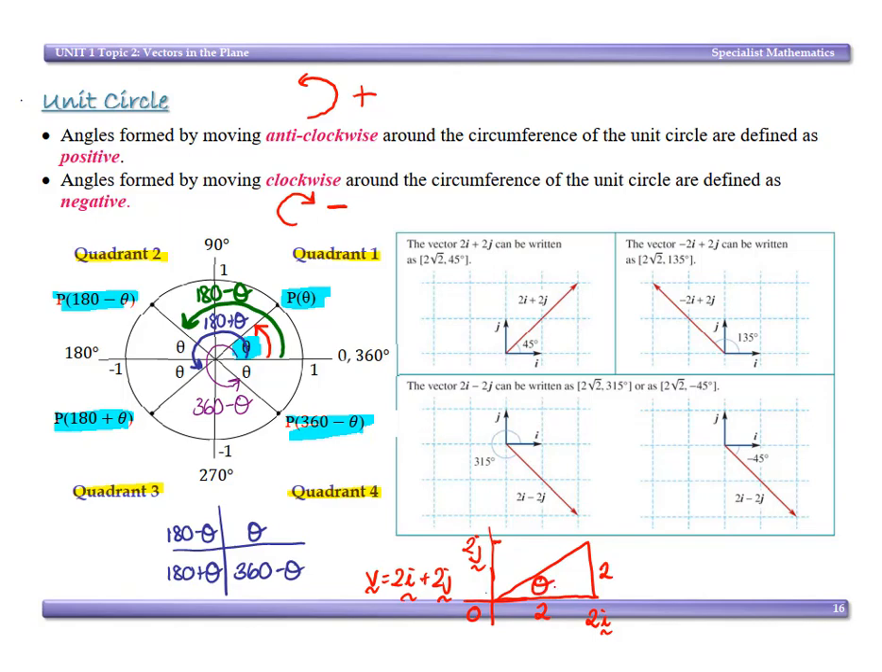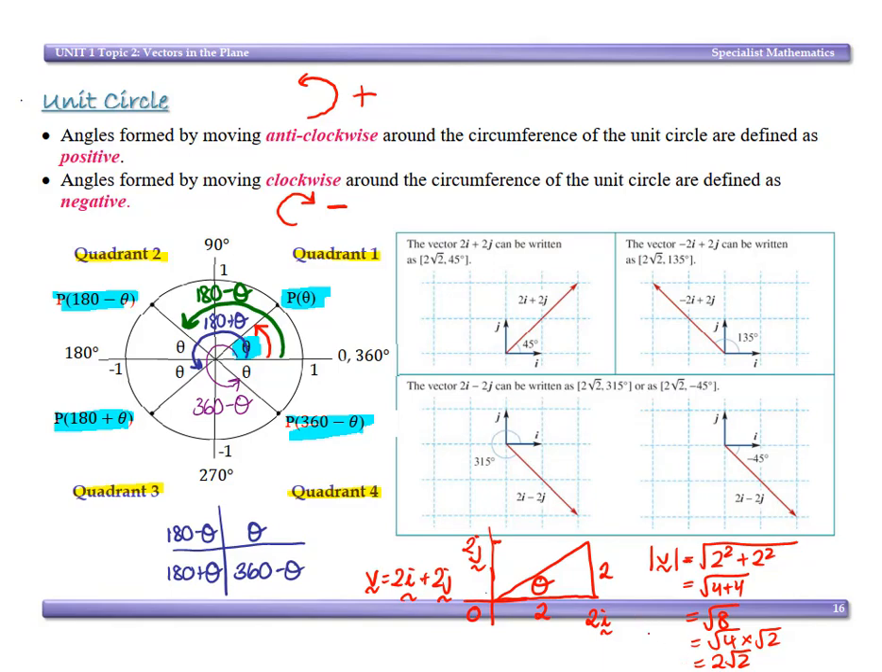If that's my theta, then to work out what my magnitude of the vector is, that's going to be using Pythagoras, the square root of 2 squared plus 2 squared, square root of 4 plus 4, which is the square root of 8. Simplifying that, square root of 4 times the square root of 2, which is 2 root 2. So that's the magnitude of my vector.